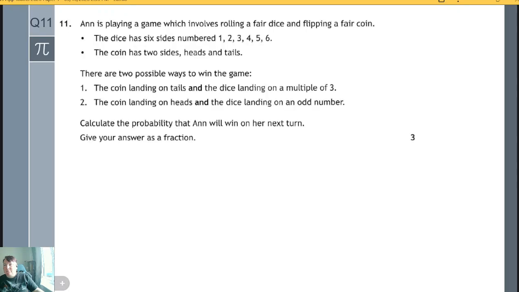Question 11. Anne is playing a game which involves rolling a fair dice and flipping a fair coin. The dice has 6 sides, standard numbers 1 through 6. Coin has 2 sides, standard heads and tails. We have 2 possible ways to win the game. If the coin lands on tails and the dice lands on a multiple of 3, so multiples of 3, that's 3 or 6.